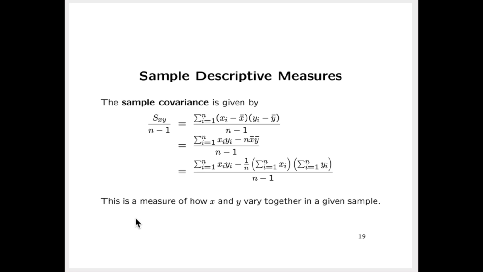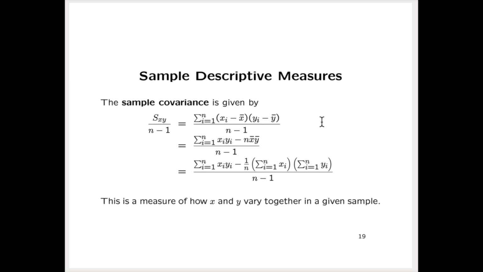What is the sample covariance measuring? What information is it giving us? Well, when we have a bivariate data set, it's going to be interesting and helpful for us to know how the two variables vary together. And the sample covariance is a step in that direction. The sample covariance is a measure of how x and y vary together in that particular sample. So this is one way of quantifying the extent to which the two variables x and y vary together.